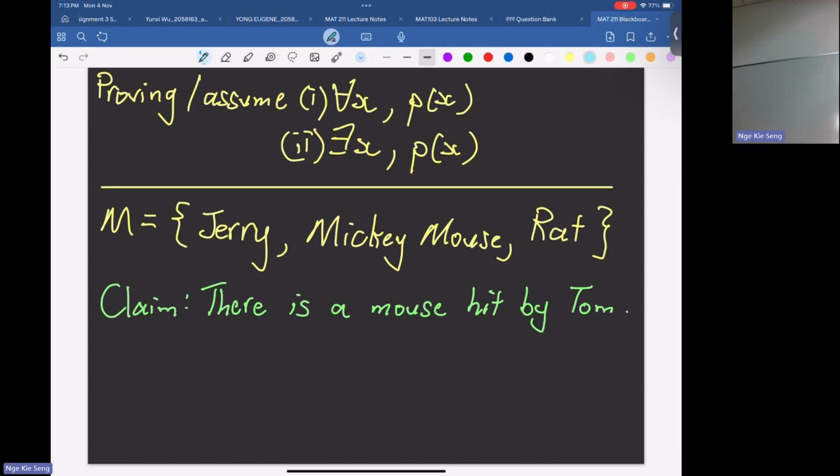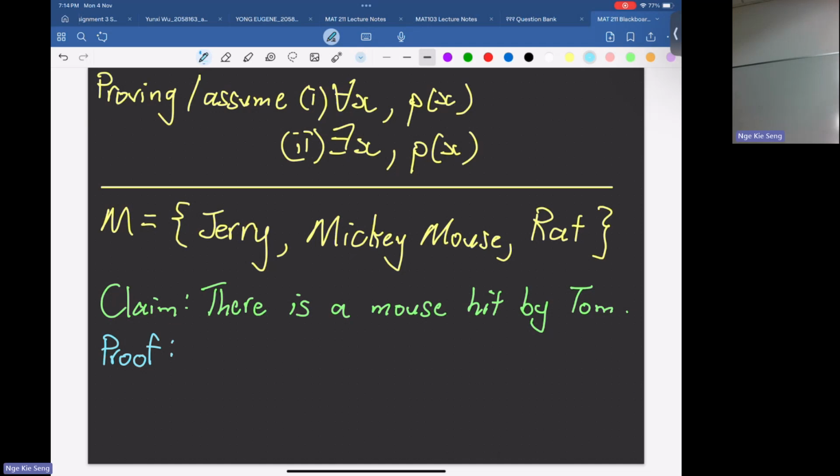我被打了，怎么证明你被打？ How do you prove it? How do you prove the claim? How do you prove this claim? Give an example. So, what could possibly happen? Maybe Jerry gets hit. Okay. If Jerry gets hit, then you are done.